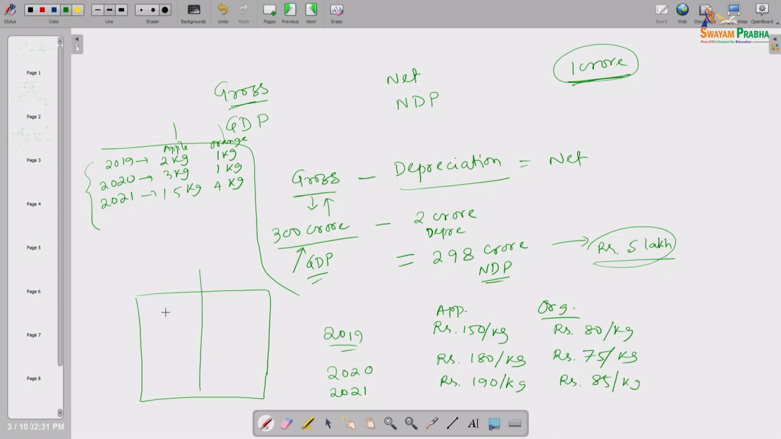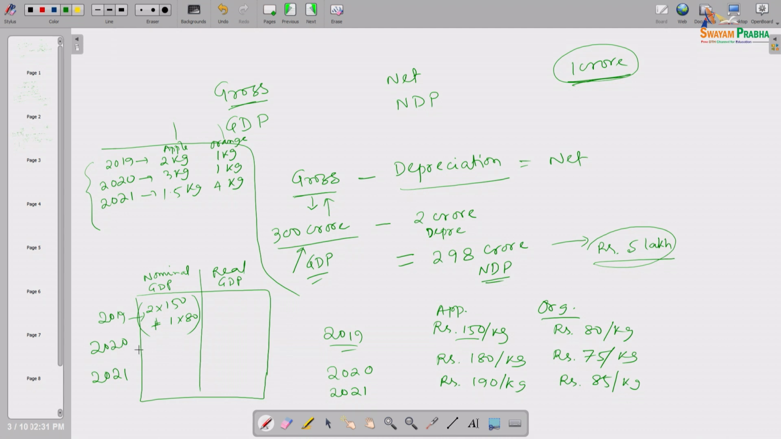So, of course, nominal GDP means market price of that particular year. So, nominal GDP and real GDP. Nominal GDP of 2019, 2020, 2021, what will it be? 2019 nominal GDP will be 2 kg per kg of this, so 2 into 150 plus 1 into 80, whatever that monetary value, that much of rupees is nominal GDP.